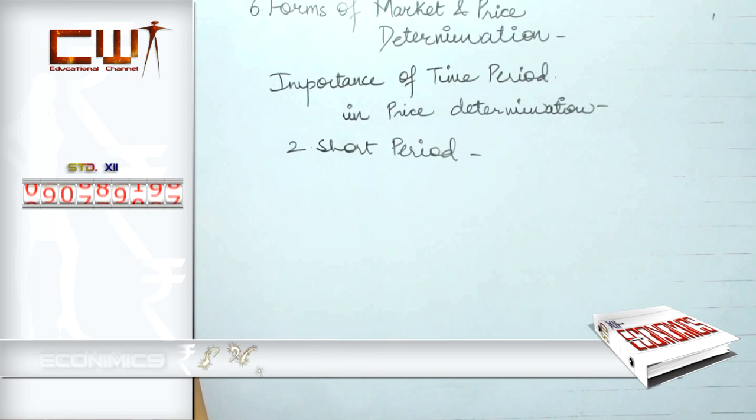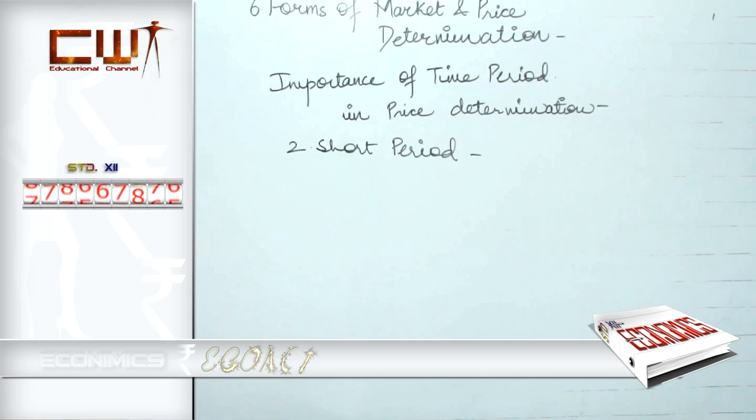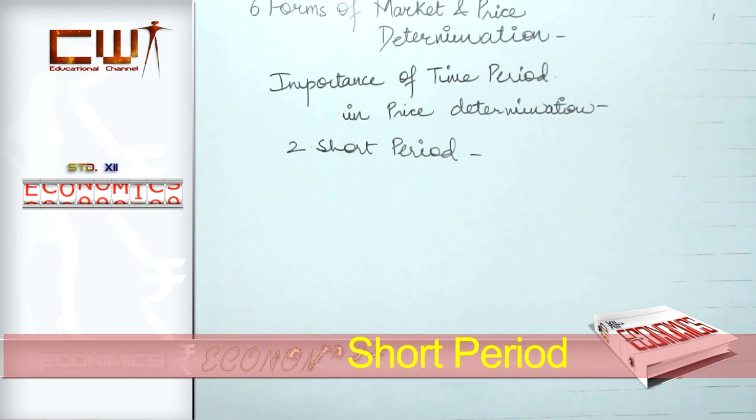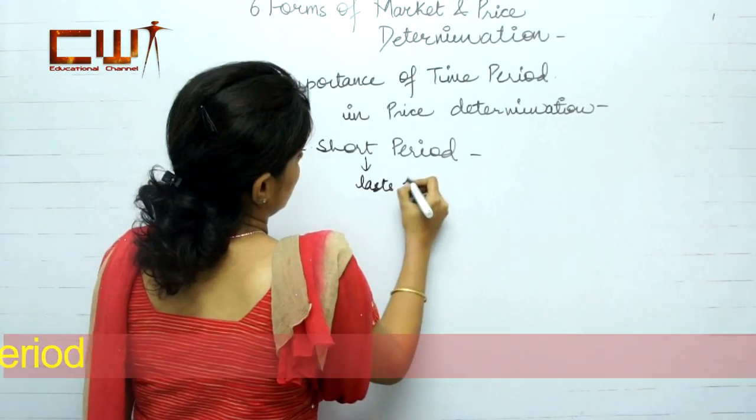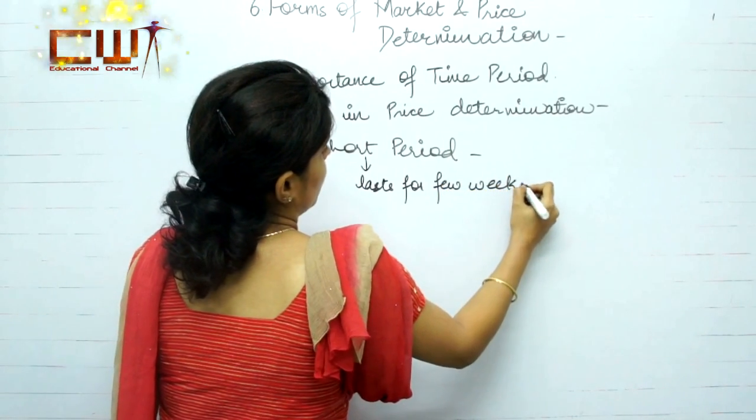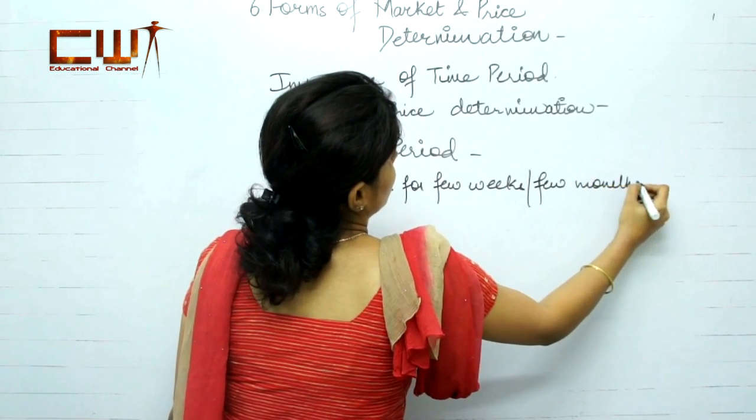Next we will study the short period. It is a market situation in which increase in demand of the commodity lasts for some time, so there is time to increase the supply. It lasts for a few weeks or a few months.